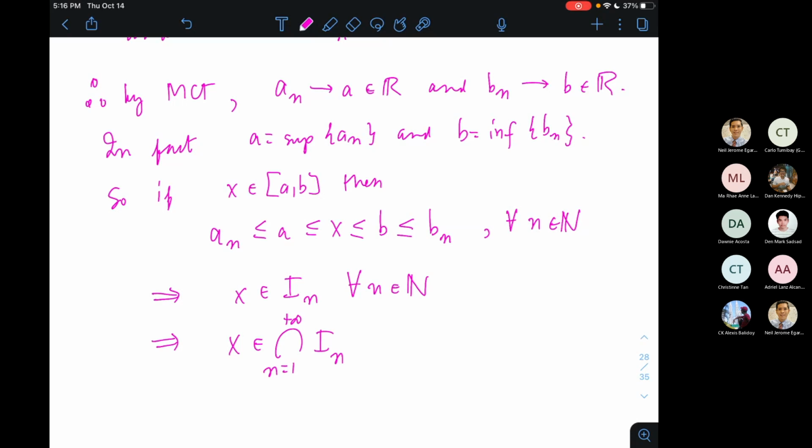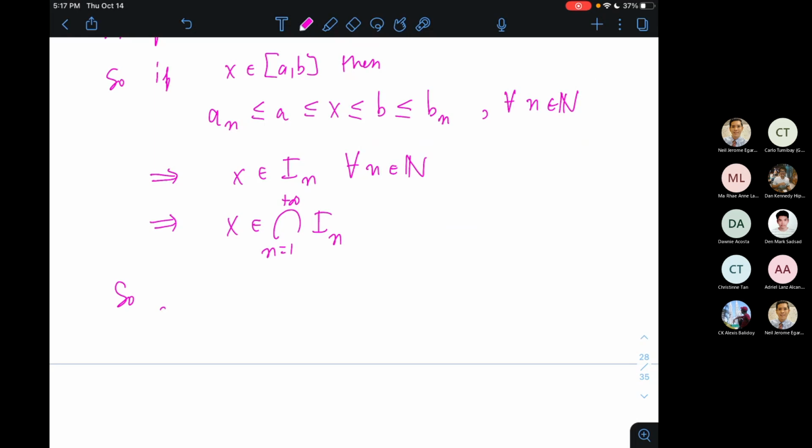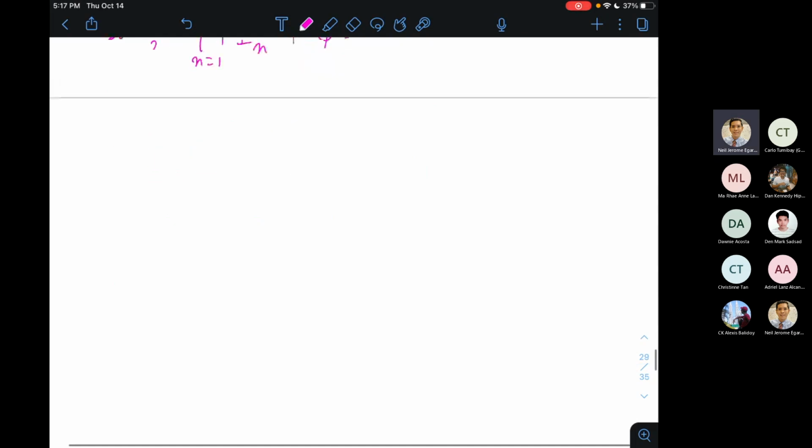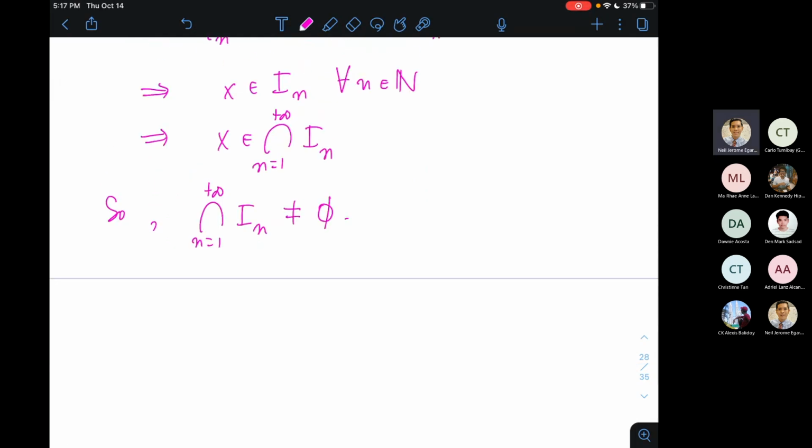All right, making the intersection of the In's not empty. Kasi meron siyang laman. Laman niya, lahat ng laman ng closed interval AB, where A is the limit of An and B is the limit of the Bn's. All right? So I guess we're 80% done dun sa proof. Kailangan na lang nating i-prove yung moreover.